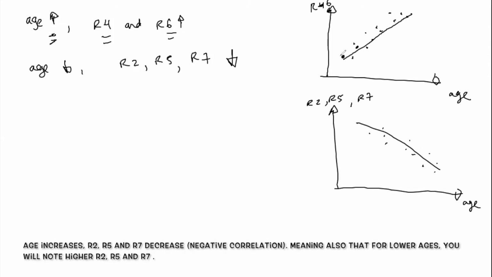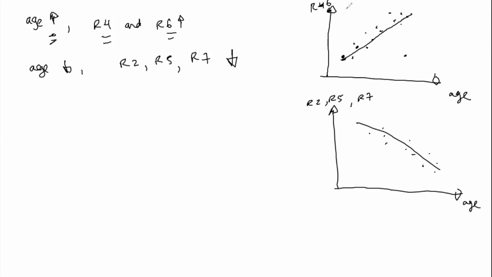Now, it's not a deterministic relationship. It's a stochastic one. It's statistical, meaning that you may have someone here who is very old, but R6 is relatively low. On the other hand, you may have someone who is very young, but R6 is relatively high. What we are saying is that on average, when age increases, R6 increases as well, and the other way around for the other parameters. So basically, we've got these parameters.